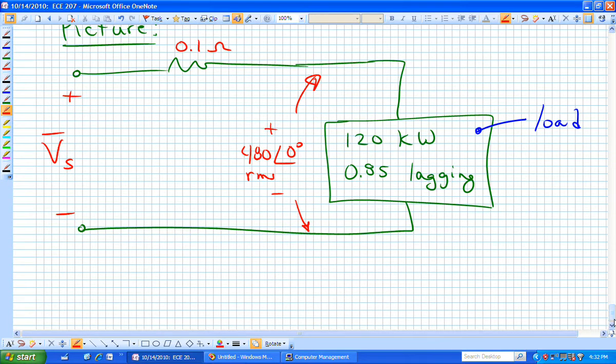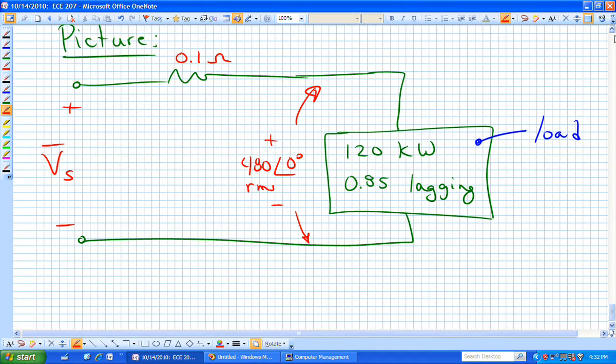With that picture, so that's the word problem transferred into a circuit, maybe that should make you feel a little bit more comfortable or a little less anxious. What we want to do is find that phasor, V sub S bar, and we want to find the power factor at that location, the power factor of our source.